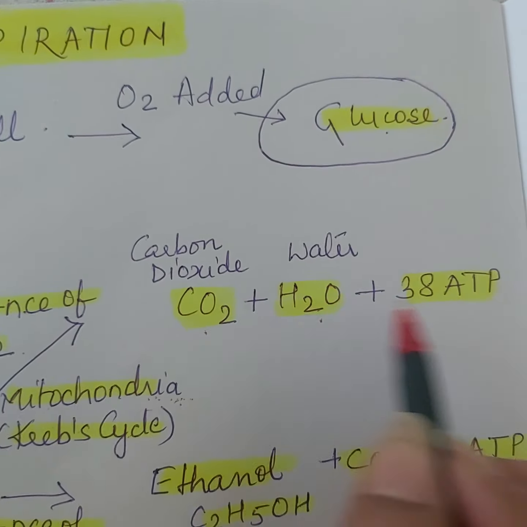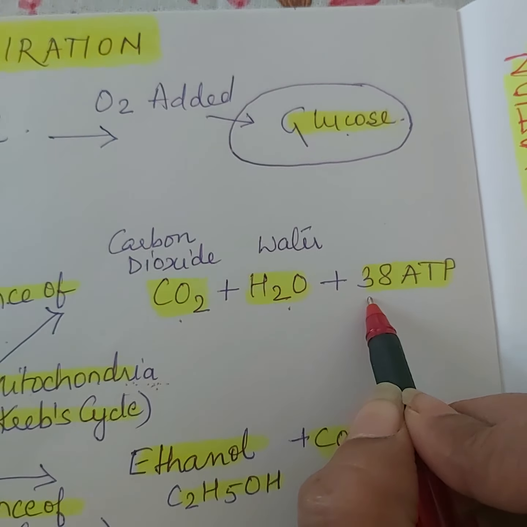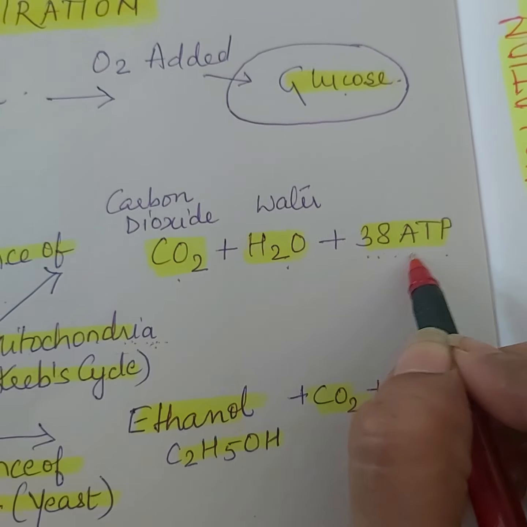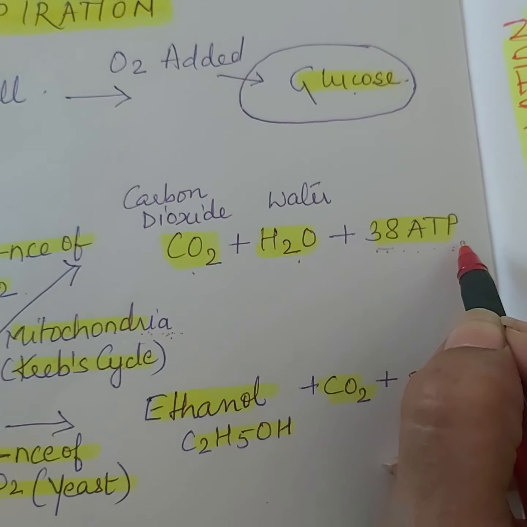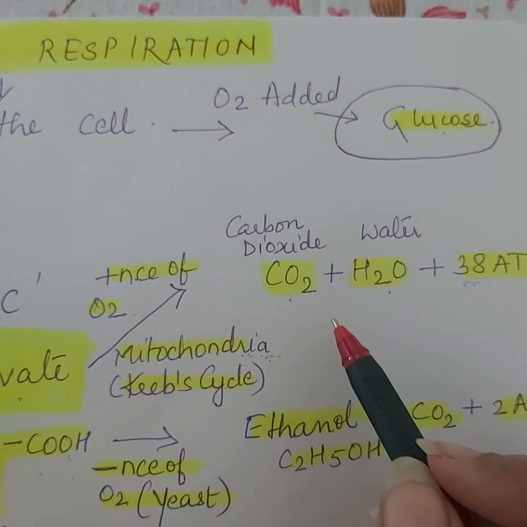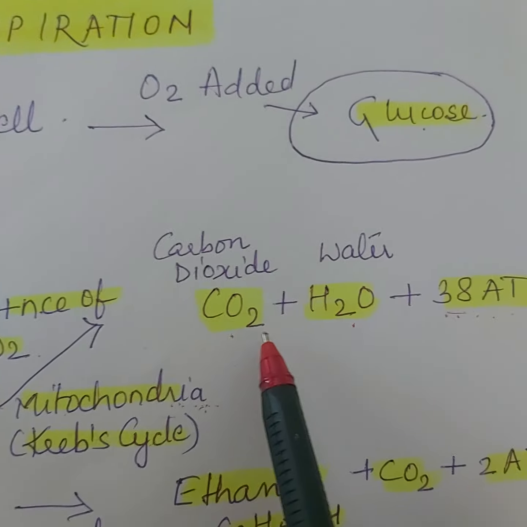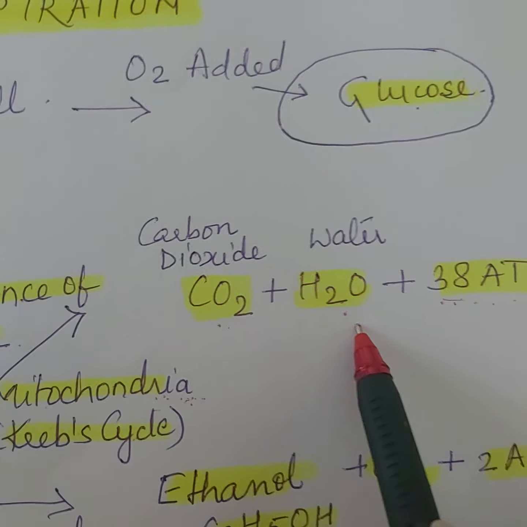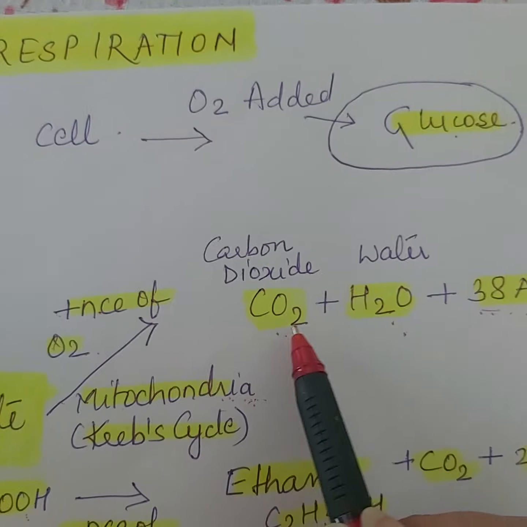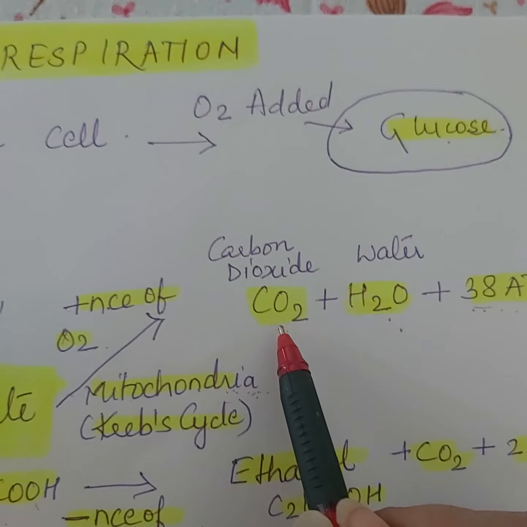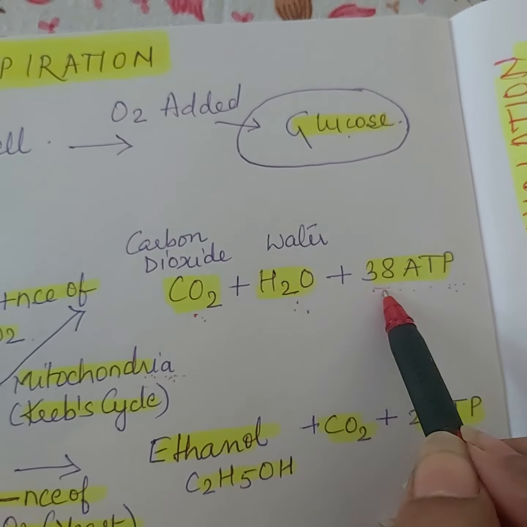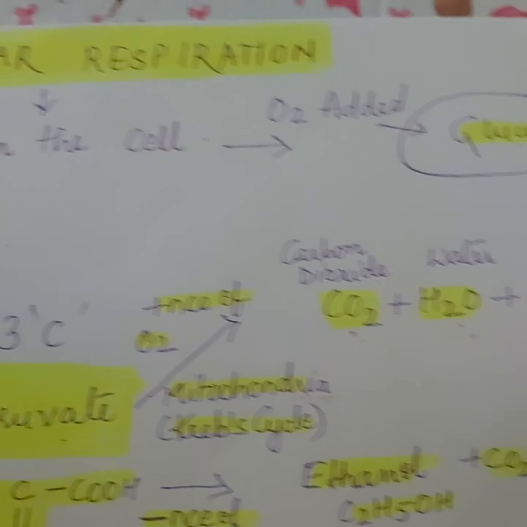to CO2, H2O with liberation of large amount of energy, which is designated as 38 ATP. This much is the amount of energy released when one glucose is completely broken down to the end products, carbon dioxide and water. So children, you can say that the end products of aerobic respiration are CO2 and water, and large amount of energy is liberated, 38 ATP energy is liberated.